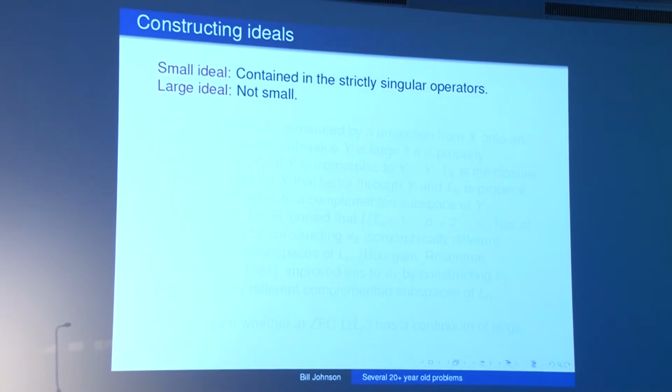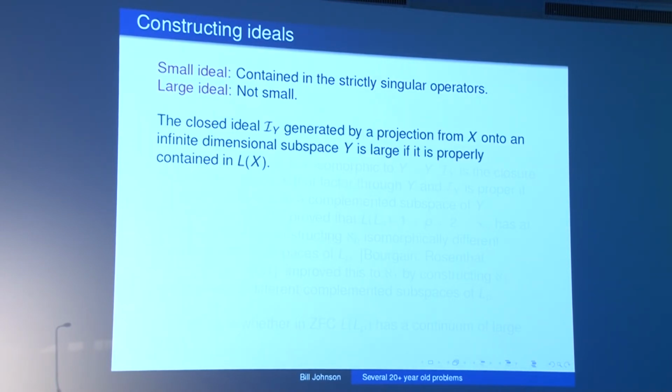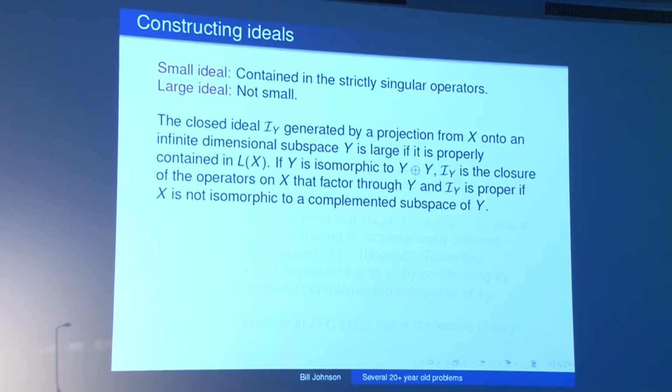Now, how do you construct ideals? First, how do you construct large ideals? Very simple. You take a projection from the Banach space onto an infinite dimensional subspace, okay, and look at the ideal generated. This cannot be strictly singular because it's an isomorphism on the complemented subspace Y. And as long as the ideal generated by this one operator is not the whole space, it's an ideal. Ideal, I mean a proper ideal, of course.